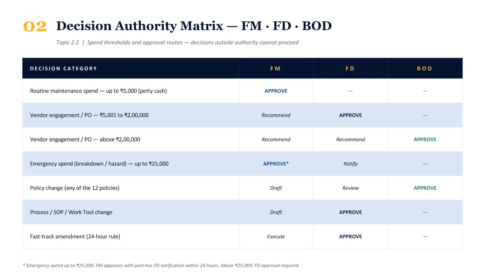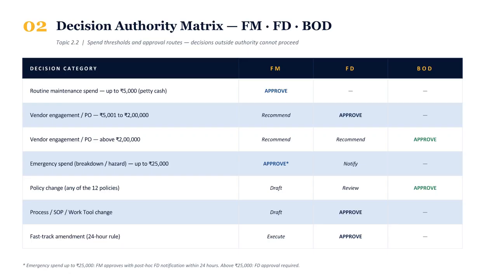Vendor engagement or a PO between 5,000 and 2 lakh rupees, the FM recommends, the FD approves. Above 2 lakh rupees, the FM and FD both recommend, but only the board can approve. For emergency spend up to 25,000 rupees, the FM approves immediately and notifies the FD within 24 hours. For policy changes, the FM drafts, the FD reviews, the board approves.